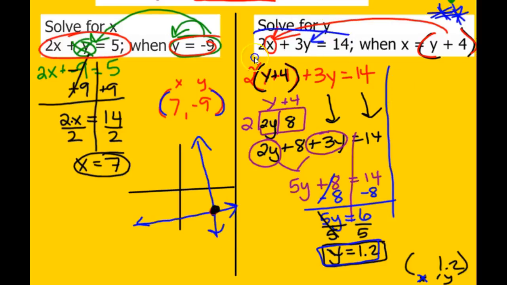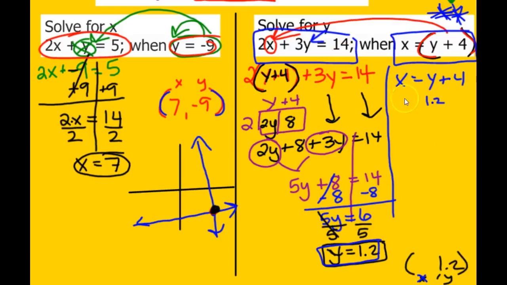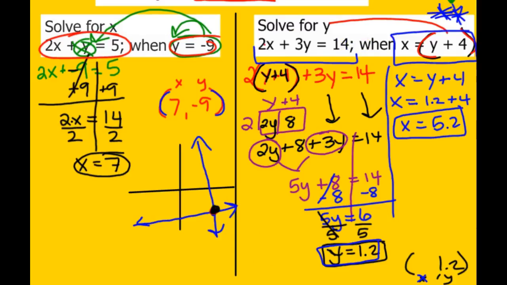Instead of plugging into this big equation, why don't I just plug it into this equation over here? You'll get the same answer no matter which equation you use once you already know what y is. So if I know x equals y plus 4, and y is really 1.2, like we learned down here, x is 1.2 plus 4. So 4 plus 1.2 is just 5.2. That's a lot more work than trying to plug it in back here to this equation. So our answer is 5.2, comma, 1.2.